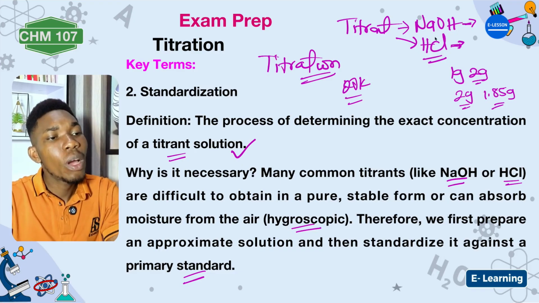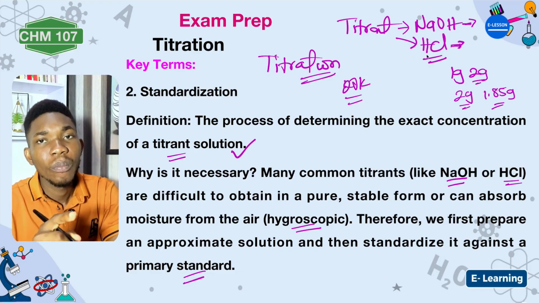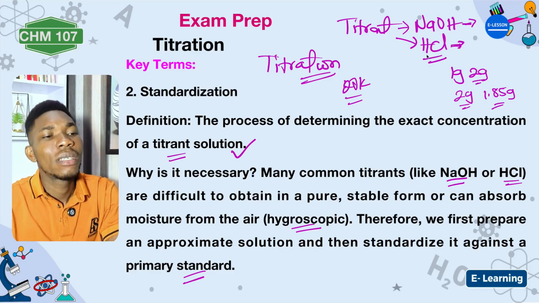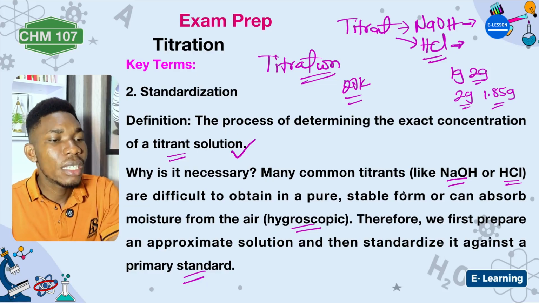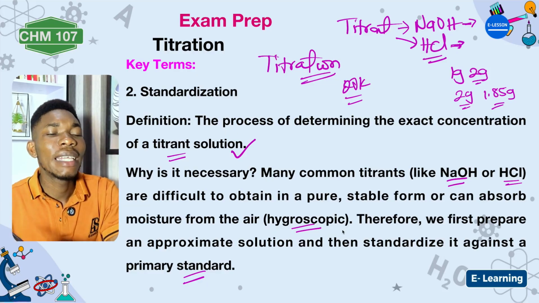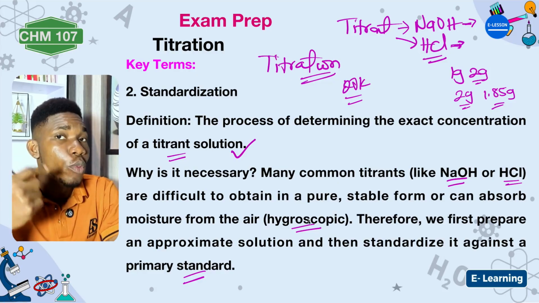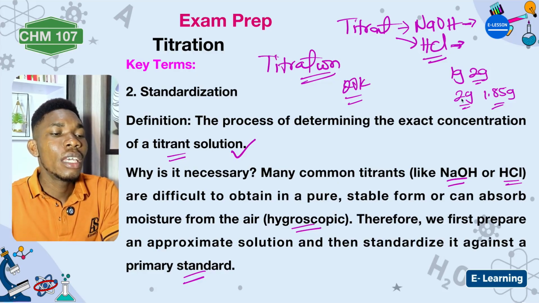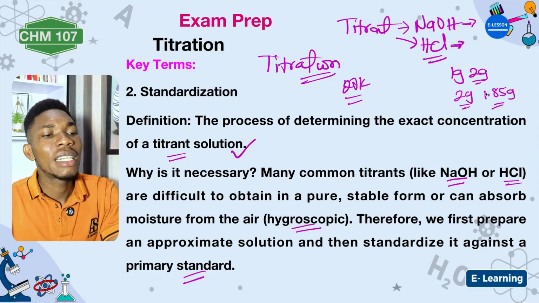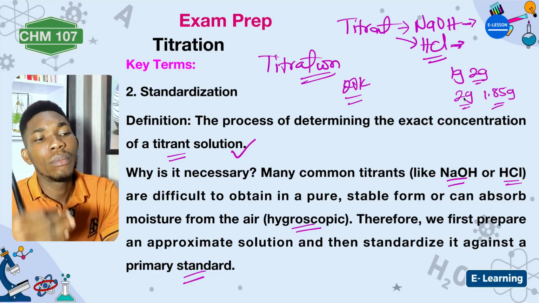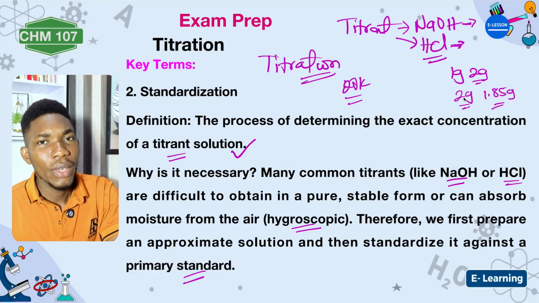We are saying that sodium hydroxide and HCl must be pure, but sometimes due to impurity, due to the fact that they can go into different forms, due to the fact that they can absorb moisture from the air, if you weigh 2 grams, what is there is 1.5, and the rest is water. The moisture is what makes it add up to 2 grams. Are you getting the idea now?